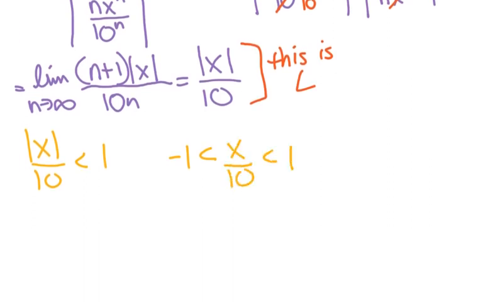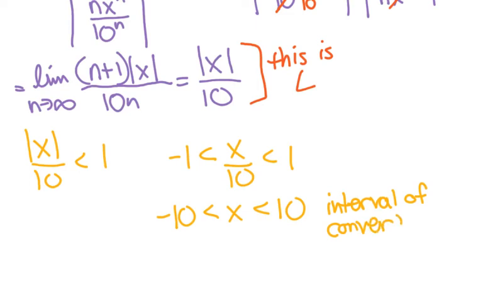That's just the definition of absolute value. If the absolute value of x is less than 1, that means x is between negative 1 and 1. And we can multiply by 10 on both sides to get negative 10 is less than x is less than 10. Now what is this? This right here is the interval of convergence. That means that if x is in between negative 10 and 10, then this entire series converges. But if x was 11, it wouldn't converge.